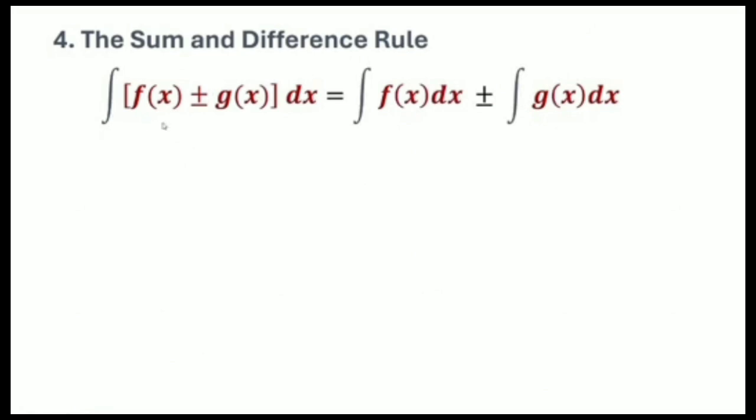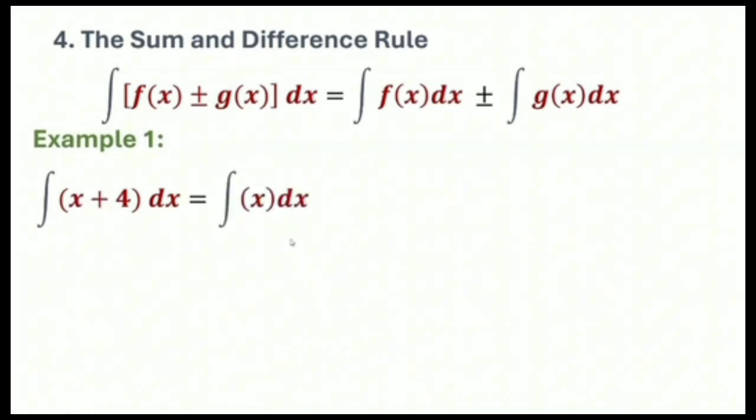The integral of f of x plus or minus g of x with respect to x is equal to the integral of f of x with respect to x plus or minus the integral of g of x with respect to x. So, example, find the integral of x plus 4 with respect to x. Looking at this function, we see that there are two terms involved. The first term is x, the second term is 4. The operation between them is addition. Since we are dealing with addition, we apply the sum rule, which tells us to separate the given integral: the integral of x with respect to x plus the integral of 4 with respect to x.